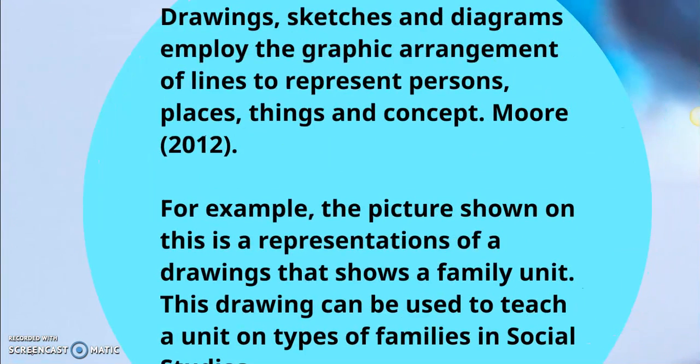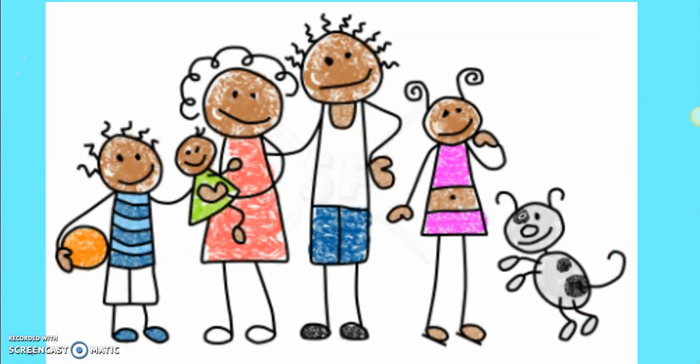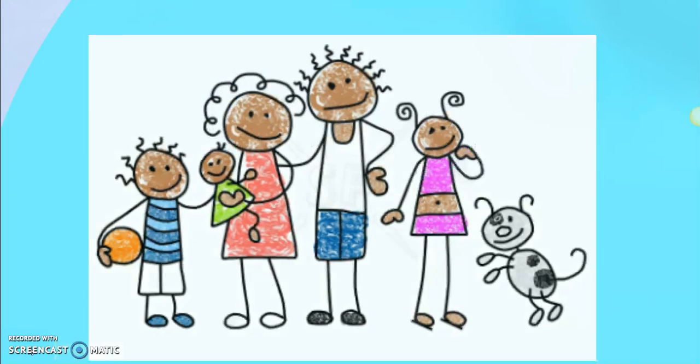Drawings, sketches, and diagrams employ the graphic arrangement of lines to represent persons, places, things, and concepts. For example, the picture shown is a representation of a drawing that shows a family unit. The drawing can be used to teach a unit on types of family in social studies.